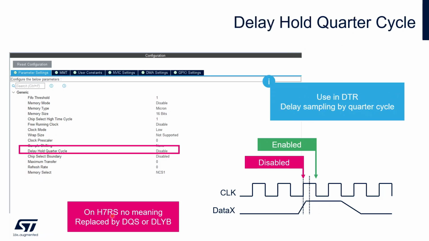But the delay hold quarter cycle can also be used with the dual data rate, and it will not sample on the falling edge, but in the middle between the edges, which again increases the potential to use these memories. Unfortunately, on the H7R this option is not there anymore, but on the older devices, if you have it, definitely use it when using the double data rate feature.